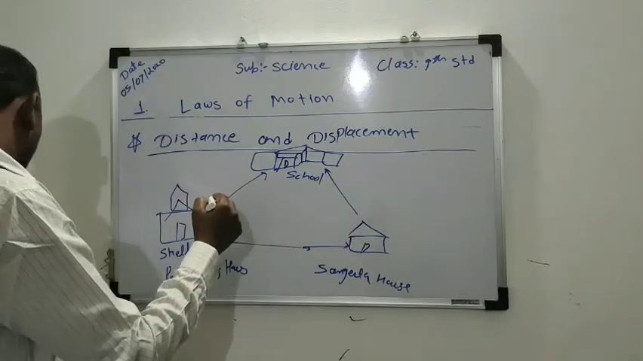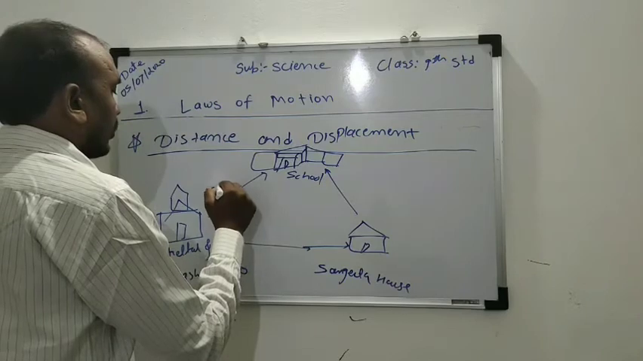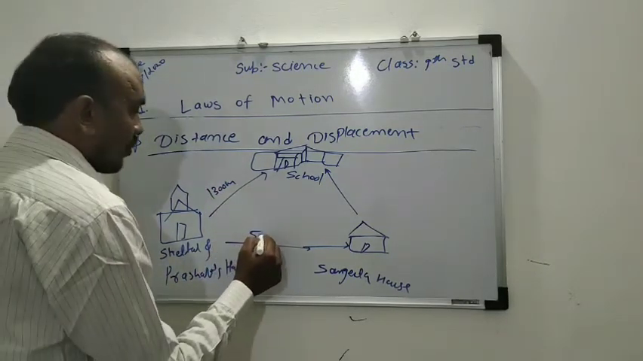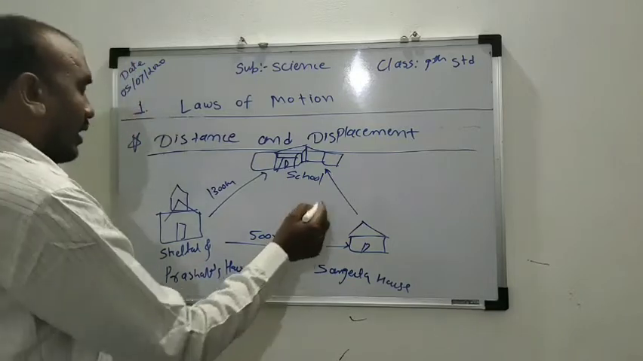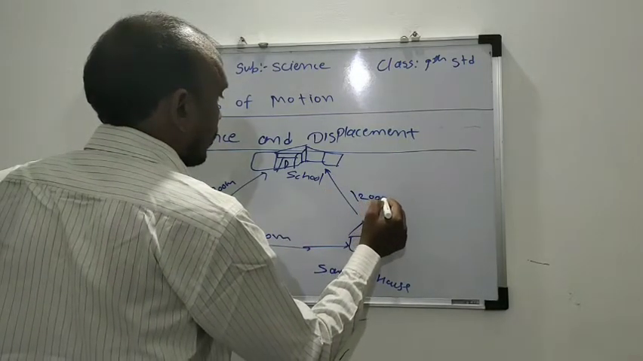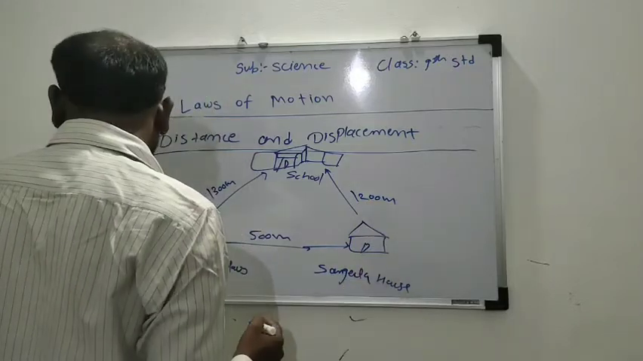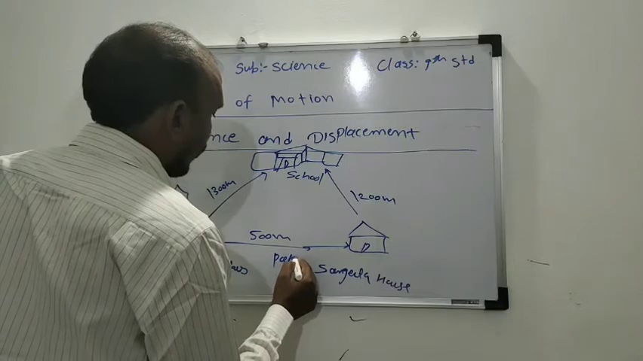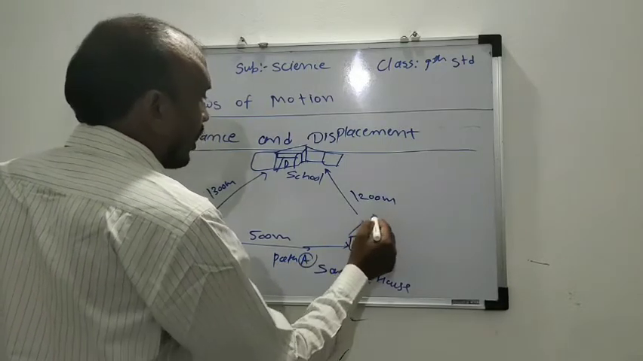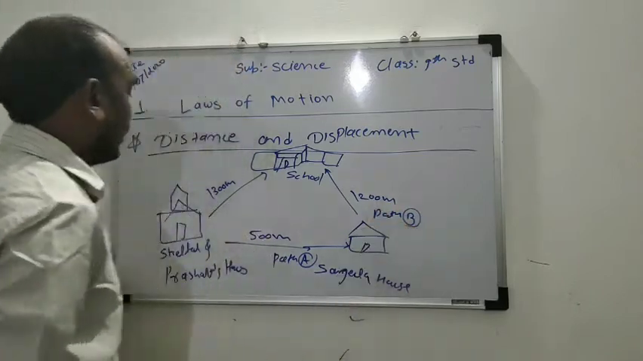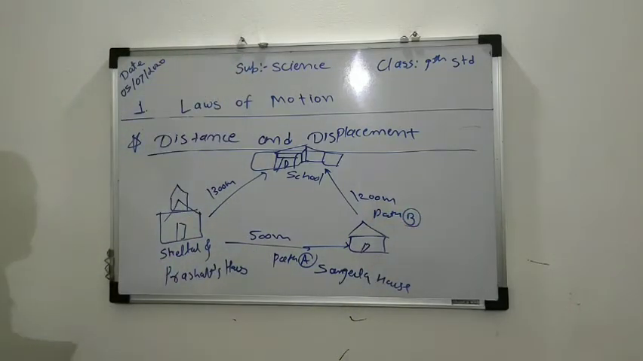This distance is 1300 meters. This distance is 500 meters, and this distance is 1200 meters. Okay, this is path A, and this is path B.